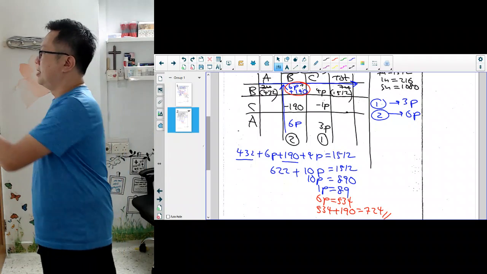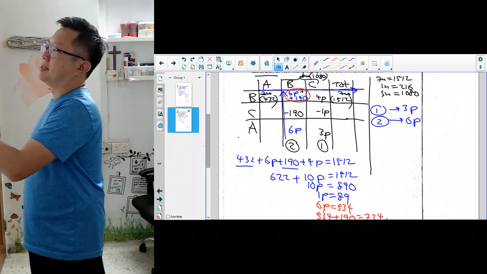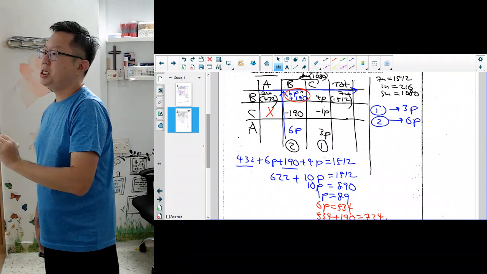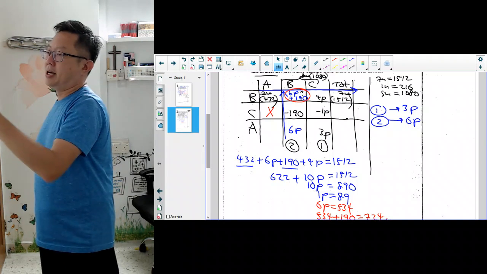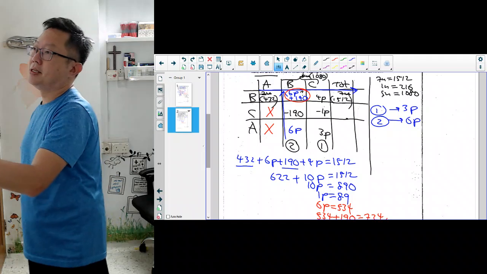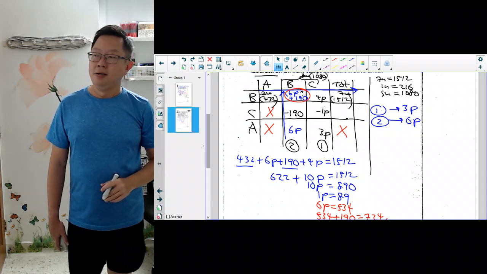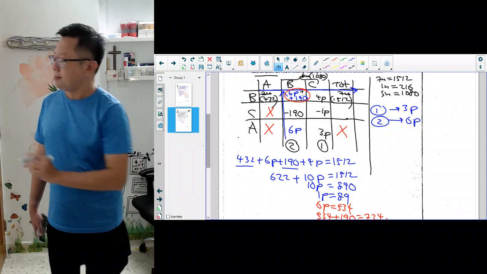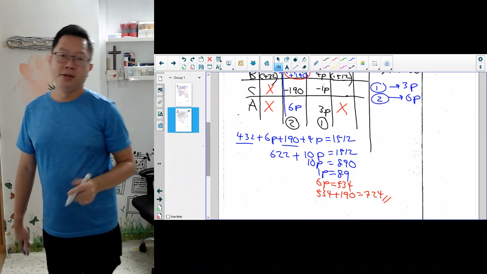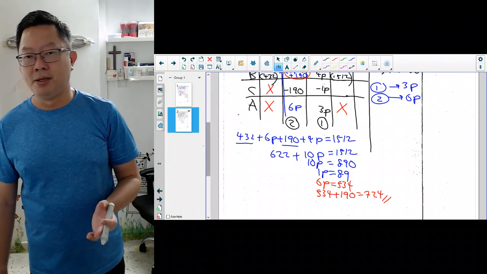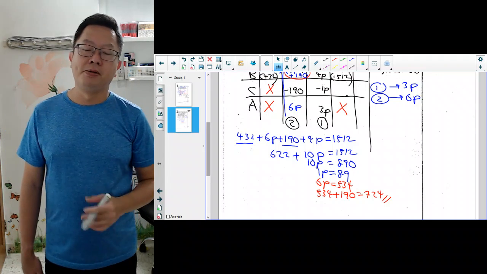Then how about the boxes that are empty? For example, over here, box A is unchanged. Since we got the answer already, we don't have to find all the blank boxes. So this is called the table method. It's good when you don't know how to draw the model. It's like a backup for you to solve the problem.